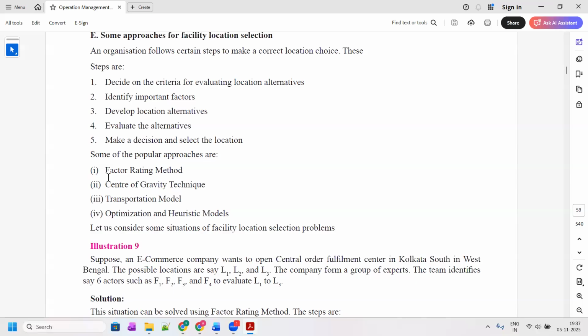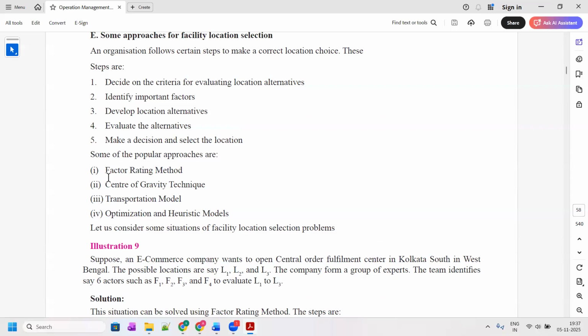Another approach is the center of gravity technique, which is used to find the central location that minimizes the transportation cost. It basically tells where exactly the best place is, so that wherever you transport from that place, your cost of transportation would be minimal. So this method will help us figure out the best, central location. And if your company is closer to that central location, definitely your cost of transportation will also be minimal.